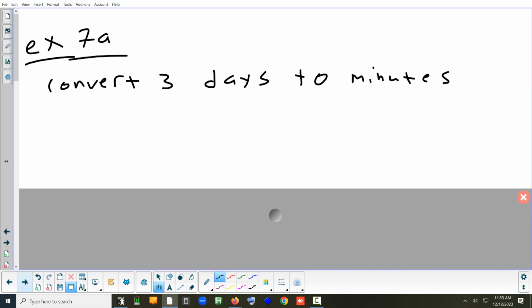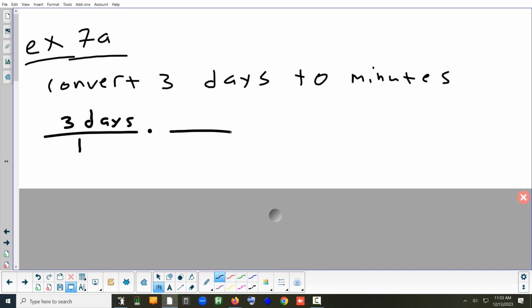Now, the first one isn't even a velocity. This is not velocity. This is just time. 3 days. Okay, so we're going to convert 3 days into minutes. It helps to have everything as a fraction. So to make 3 a fraction, what could I put in the bottom? Yep, put a 1. And we're going to go 1 unit at a time.